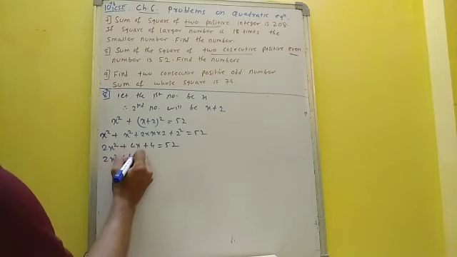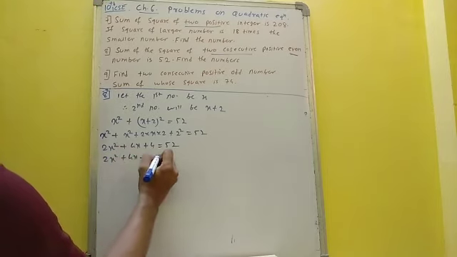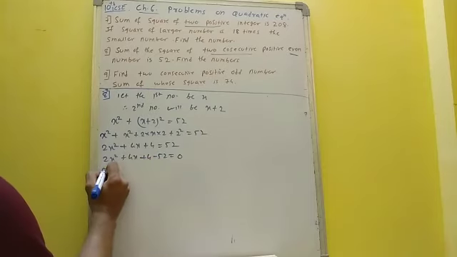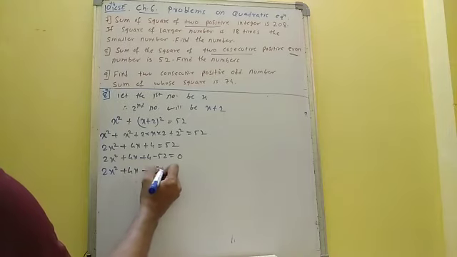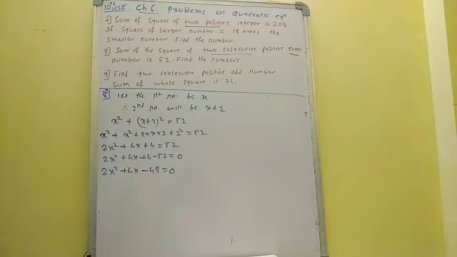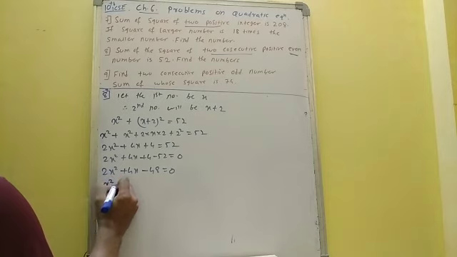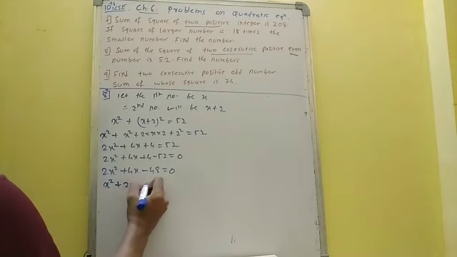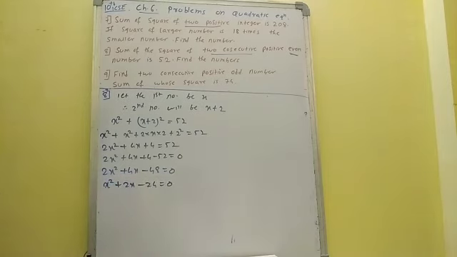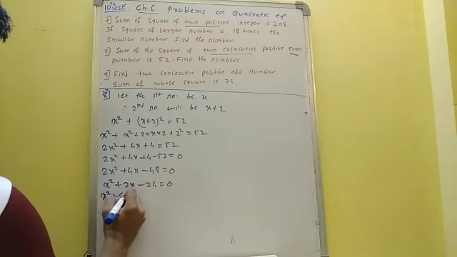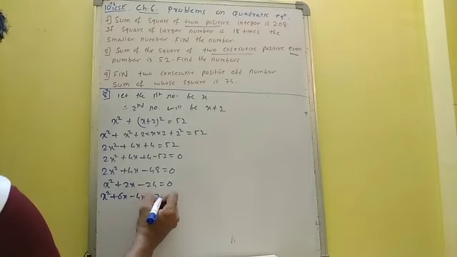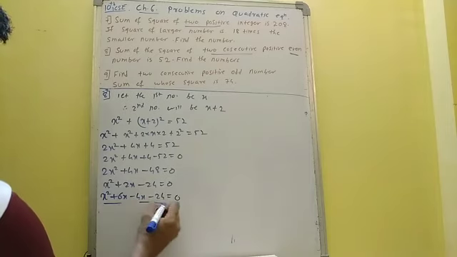2x square plus 4x plus 4 minus 52 is equal to 0. 2x square plus 4x minus 48 is equal to 0. When we divide it by 2, I will have x square plus 2x minus 24 is equal to 0. We need to split 24 in such a way that in subtraction I should get 2. That is 6 times 4. So x square plus 6x minus 4x minus 24 is equal to 0.